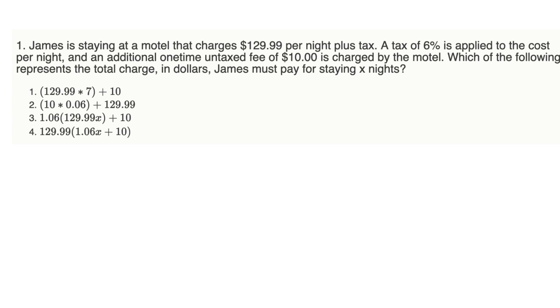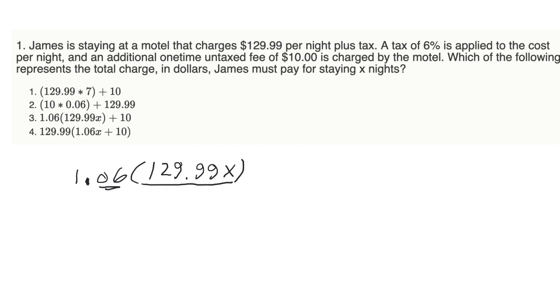So we know that James is going to be charged per night at a rate of $129.99 plus tax. The tax of 6% is applied to the cost per night. So therefore, we know that we are going to multiply the cost per night, which is $129.99, times X, which is the number of nights. We're going to multiply this by 1.06. And the 1.06 just represents adding a tax of 6% on.